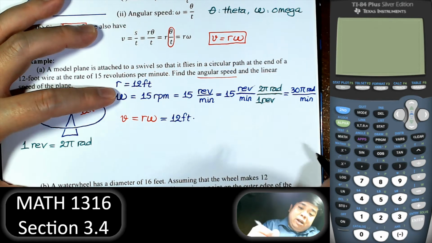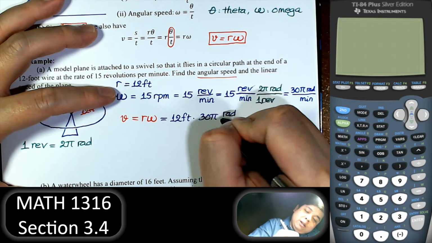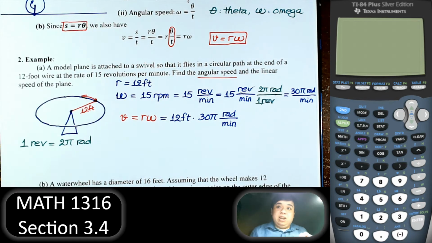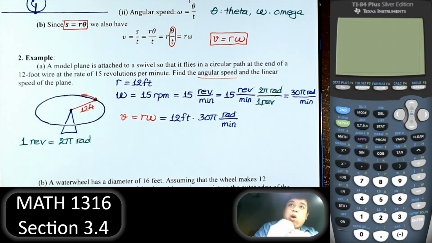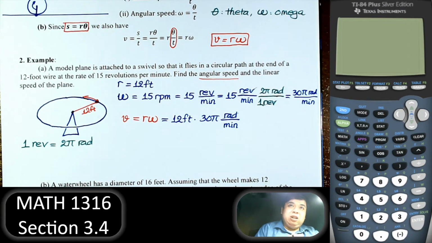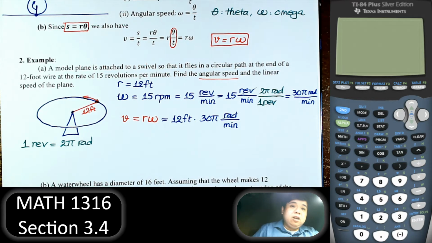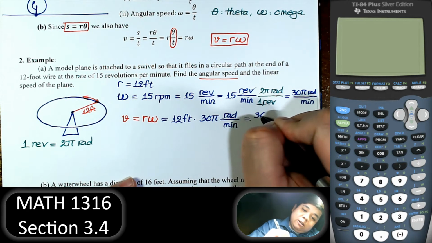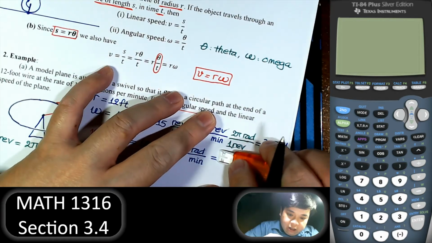The angular speed is 30 pi radian per minute. In the previous section, we said radian is a special unit. If we don't want it, we can take it out. If we want it, we can put it in. It doesn't matter, so it cancels by itself. We have 30 pi times 12. 30 times 12 is 360, so we have 360 pi.